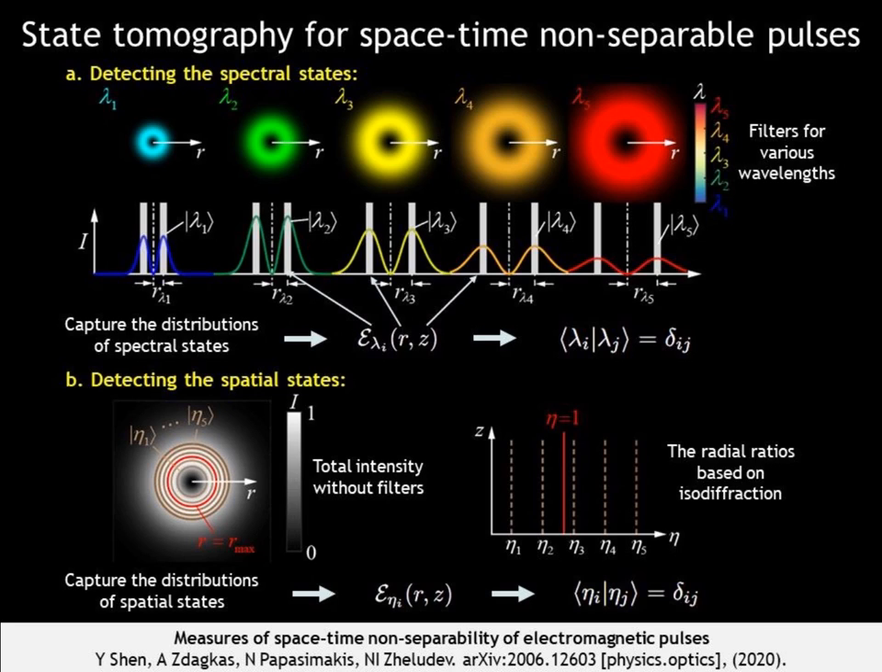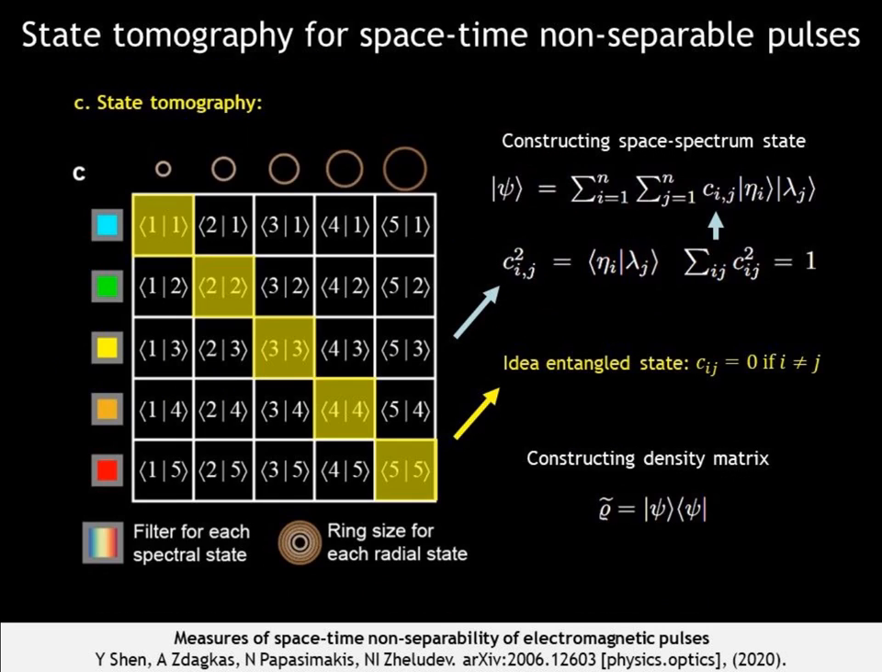For the spatial state, we should directly measure the whole field of the beam and record the various ring regions for each radius, and the radius is predicted by the ideal isodiffraction series. Then we can get the functions of the corresponding spatial state. The next step is the state tomography. Akin to the quantum state tomography, we calculated the inner product of each combination of spectral state and spatial state. The tomography matrix allows us to find each coefficient of the tensor product state.